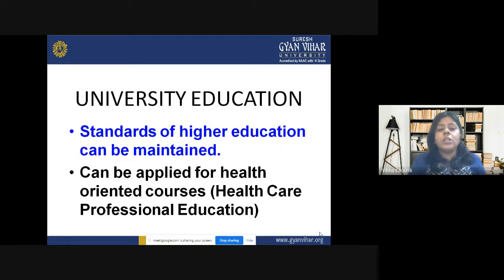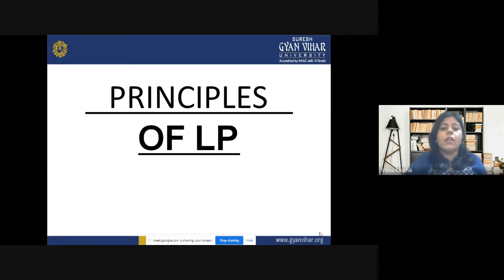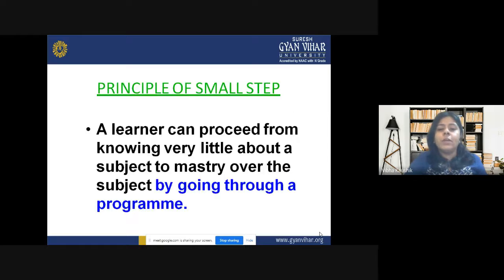University education standards of higher education can be maintained. It can be useful in maintaining the standards. It can be applied for health oriented courses, health centers, professional education. Means linear programming can be applied or can be used in health oriented courses also. Now, principles of linear programming.